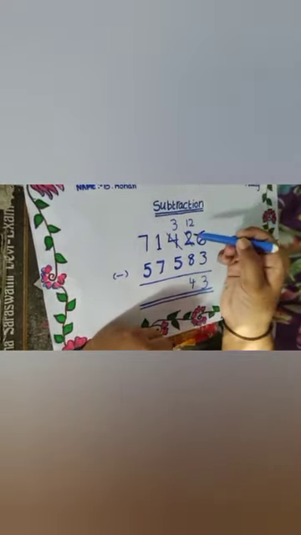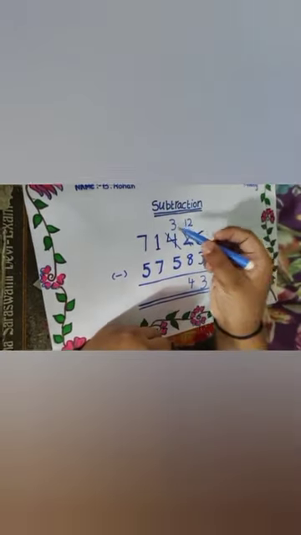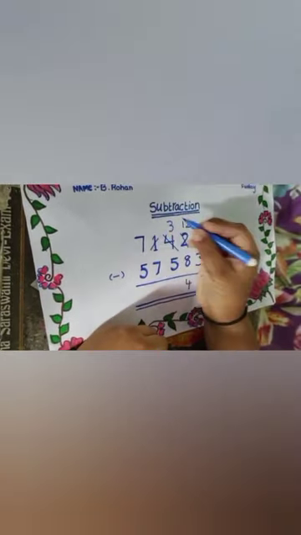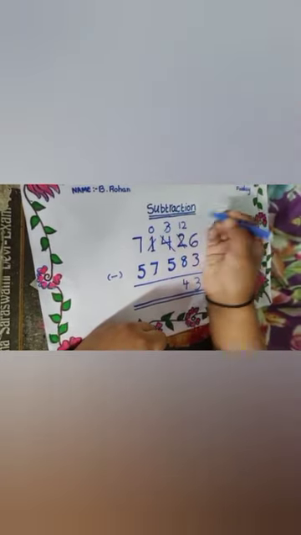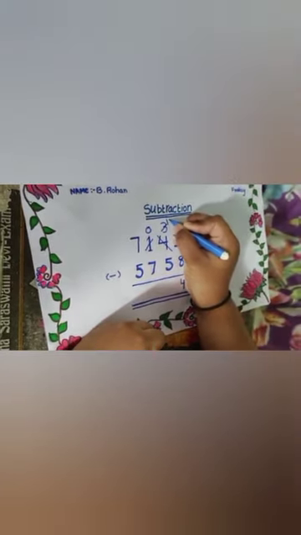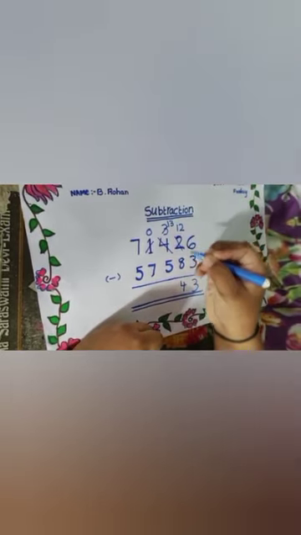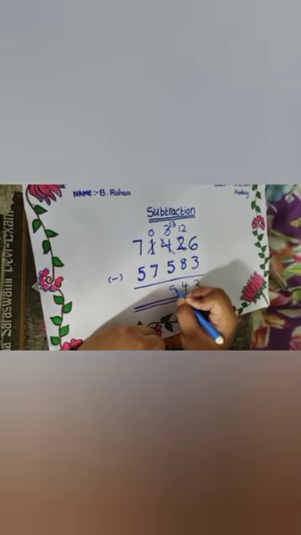We cannot subtract 3 minus 5. We can take borrow from 1. 1 will become 0. 3 will become 13. 13 minus 5 is 8.